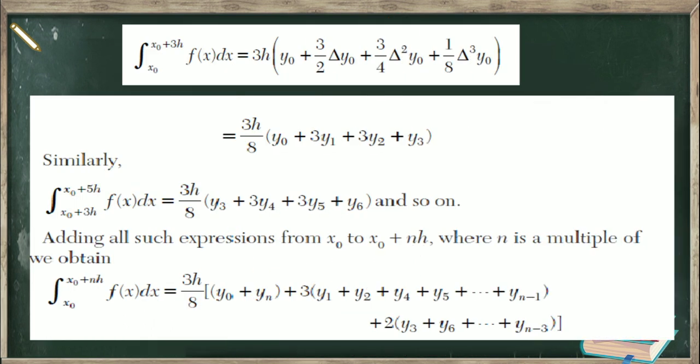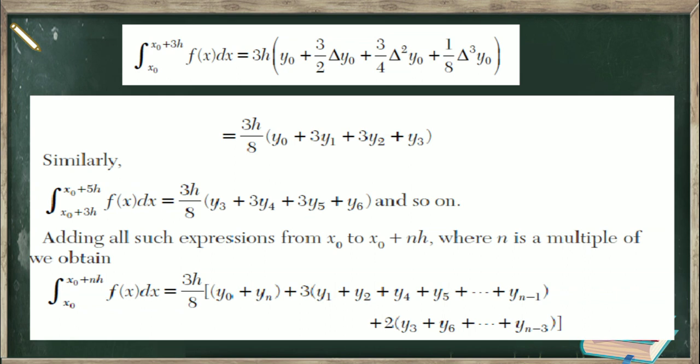So we get integration from x0 to x0 plus 3h of f of x dx is equal to 3h times [y0 plus 3 by 2 delta y0 plus 3 by 4 delta square of y0 plus 1 by 8 delta cube of y0], which is equal to 3h by 8 times [y0 plus 3y1 plus 3y2 plus y3]. Similarly, integration from x0 plus 3h to x0 plus 5h of f of x dx is equal to 3h upon 8 times [y3 plus 3y4 plus 3y5 plus y6], and so on.